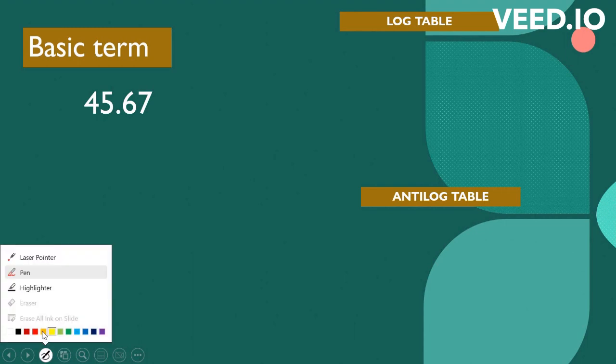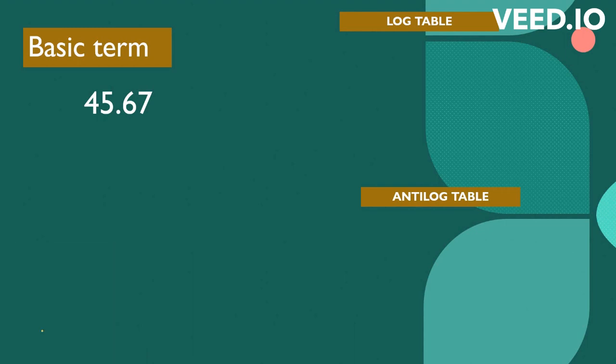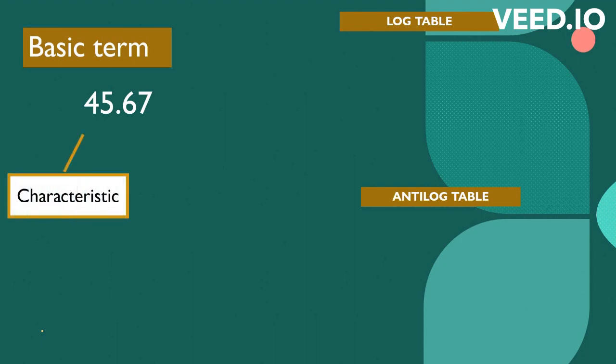You can see there is a number that I have written here, 45.67. A number has two parts. The number before the decimal point is known as the characteristic, and the number after the decimal point is known as the mantissa. In our case, the number before the decimal point is 45, so 45 is the characteristic here, and the number after the decimal point, 67, is our mantissa.